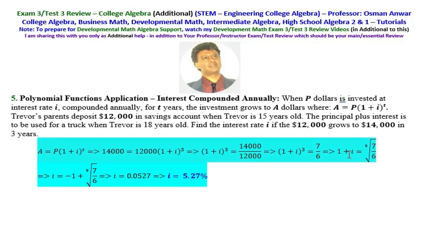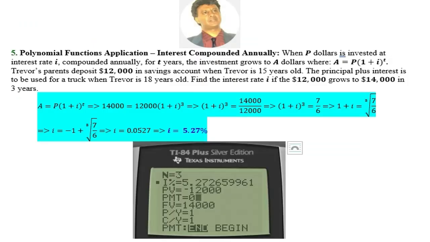Take the cubic root of both sides: 1 plus I is equal to the cubic root of 7 over 6. That means I is minus 1 plus the cubic root of 7 over 6. That is I is 0.0527, that is I equals 5.27%. And here is the TVM solver, TI-84 Plus TVM solver.